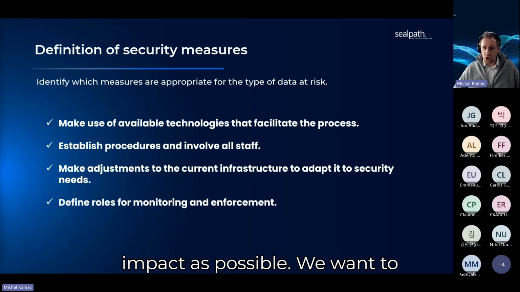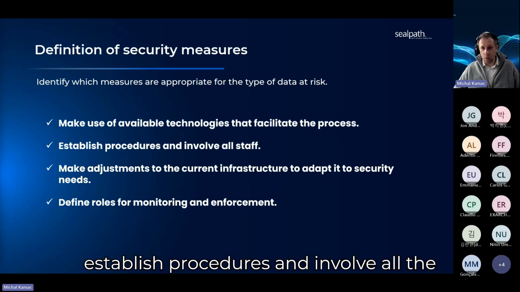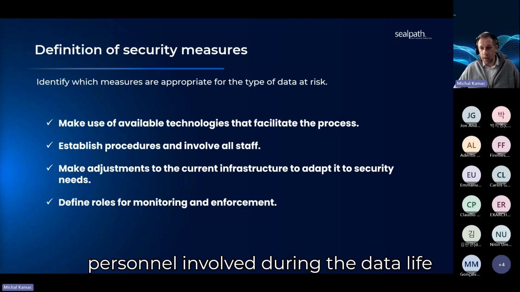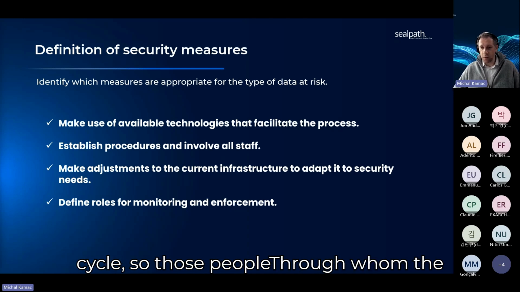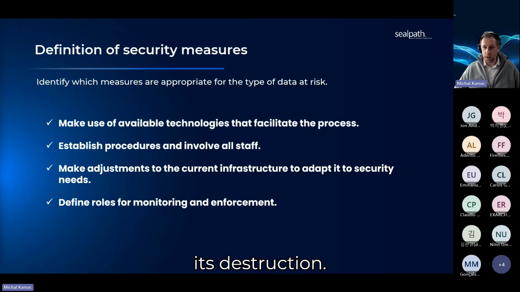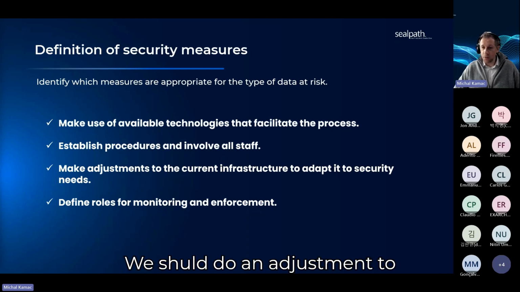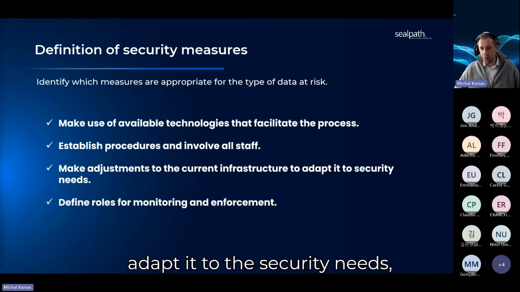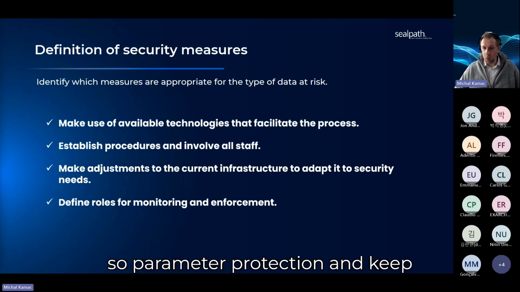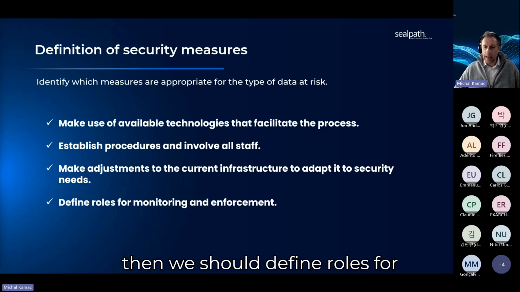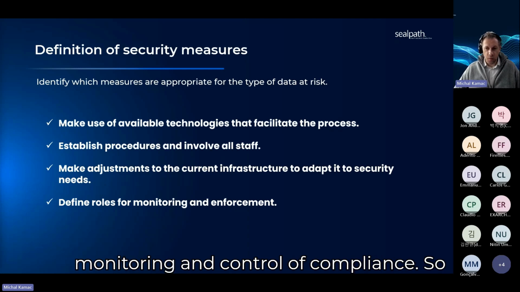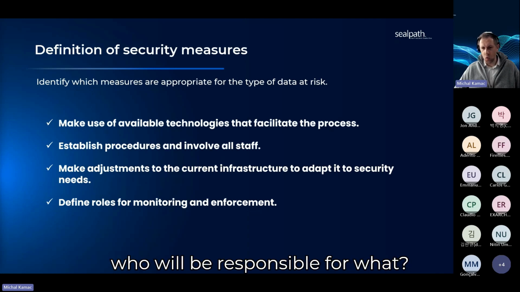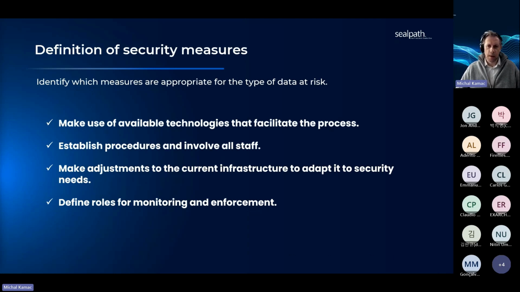We want to establish procedures and involve all the personnel involved during the data lifecycle. So those people through whom the information passes from its creation to its destruction. We should do an adjustment to the infrastructure to adapt it to the security needs. So perimeter protection, the equipment, applications, etc. And then we should define roles for monitoring and control of compliance. So who will be responsible for what?